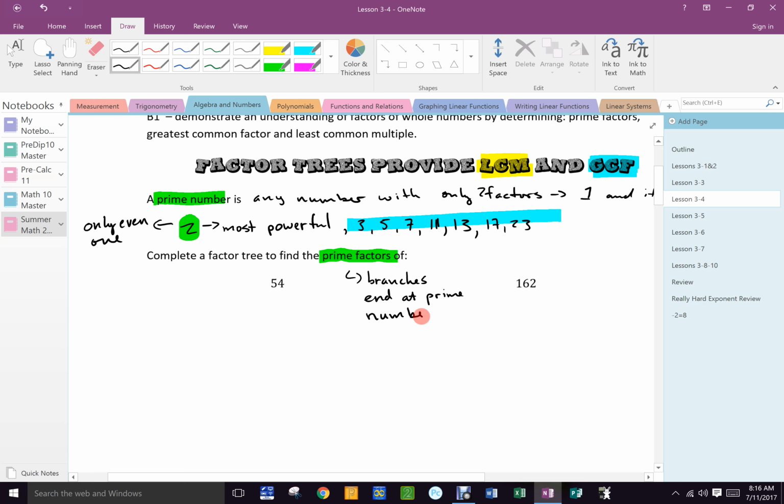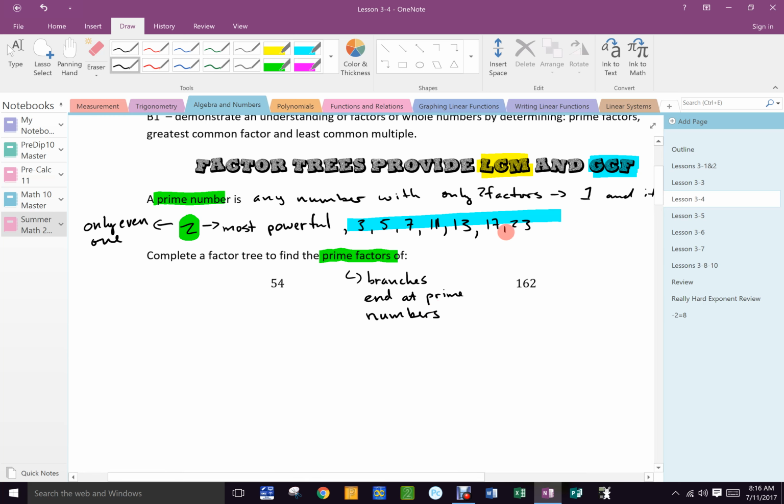Now this is much like trigonometry. There's no right way to do it, okay? So all you're going to do is build a factor tree of 54, but you're aiming to get to prime numbers, okay? So what are two factors of 54?